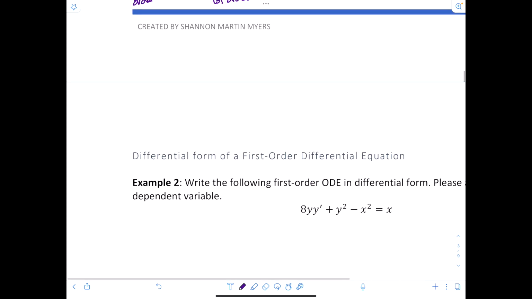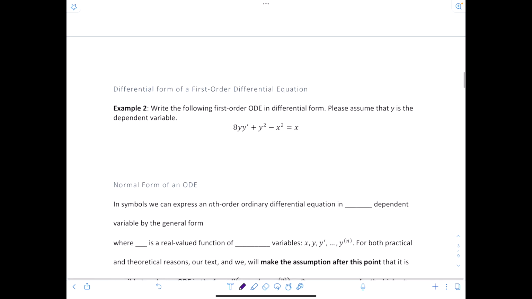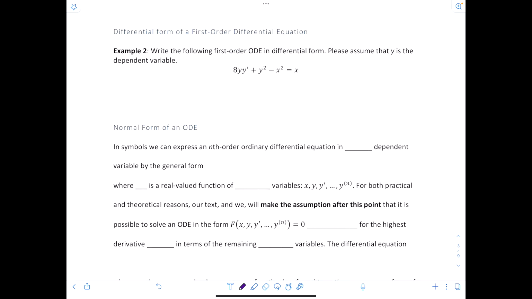All right, so next up, let's take a look at the differential form of a first order ordinary differential equation. Please assume that y is the dependent variable. We may want to put this in a different type of notation. If we take a look at this one, we could write it as 8y dy/dx, or y prime, plus y squared minus x squared is equal to x.